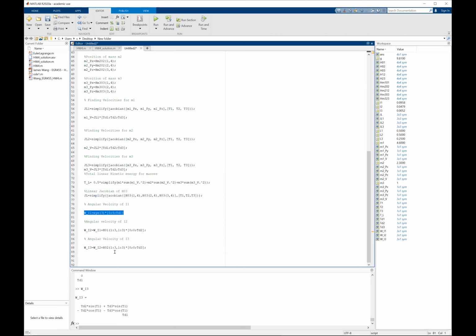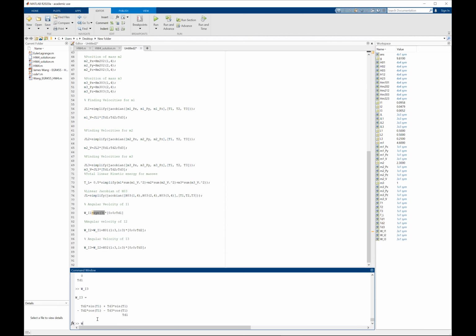just a second, I will answer that question too. So basically, for W_I1, there is no link before the first link. So you have an identity matrix multiplied by [0, 0, TD1]. Now if you look at W_I1, notice there is no velocity in the X direction. There is no velocity in the Y direction, but there is a velocity in the Z direction.